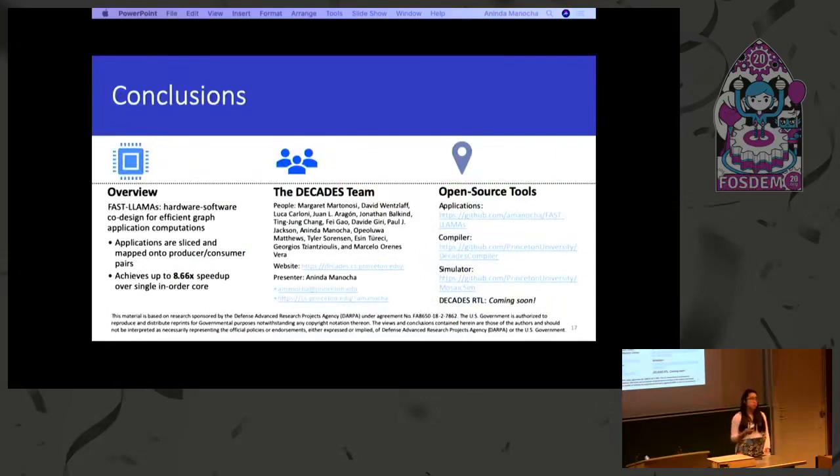In conclusion, Fast Llamas is a hardware software co-design approach that tolerates latency on graph applications with its programming model, its compiler that can perform the automatic slicing into producer-consumer pairs, and the specialized hardware support for asynchronous memory accesses. DECADES is a large effort between Princeton and Columbia, so our team members are listed here. And you can access our applications, our compiler, and the simulator we use to get these performance results at these links below.